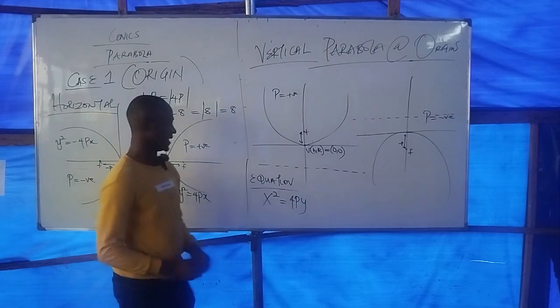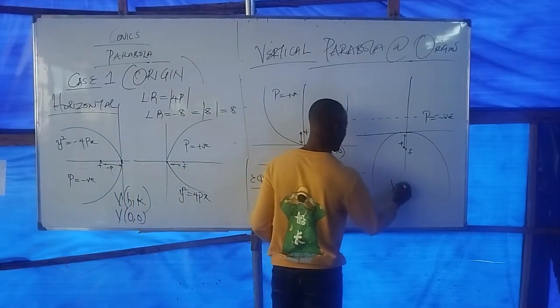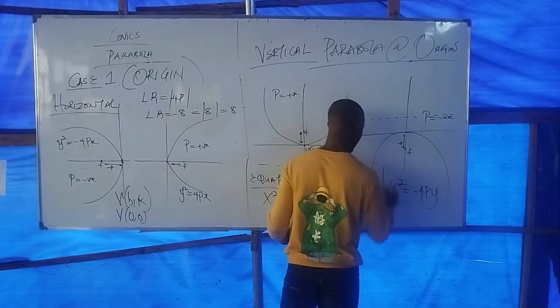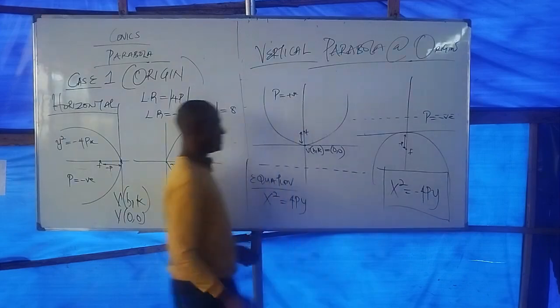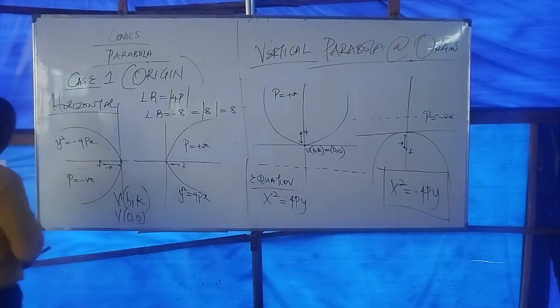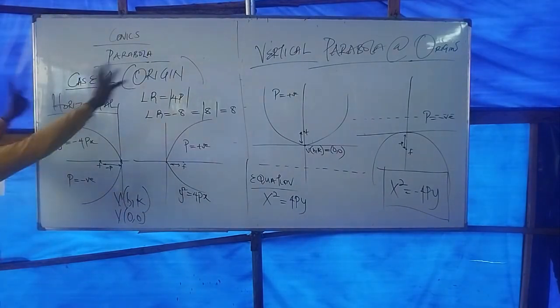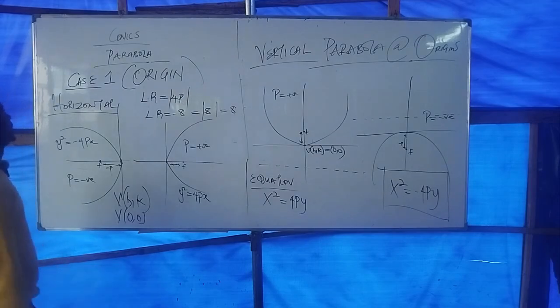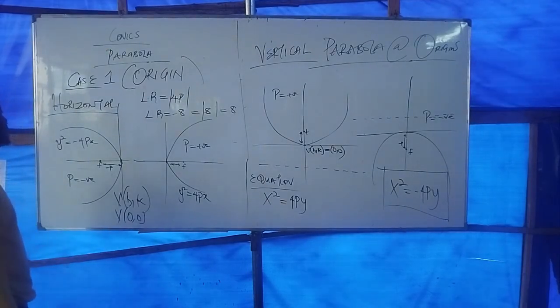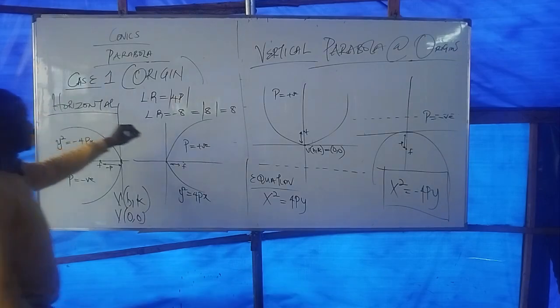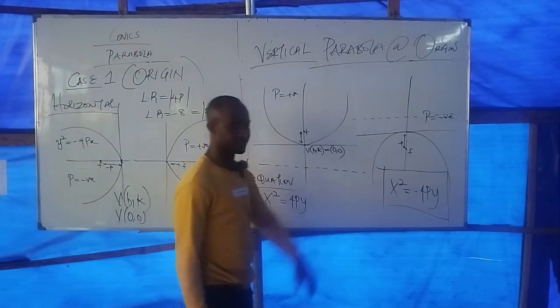Now, what do you notice here? The equation will be what? X squared equals minus 4py. X squared equals what? Minus 4py. Alright. Now, we have seen generally parabola at the origin, when the parabola is enclosing the x-axis and also the y-axis.